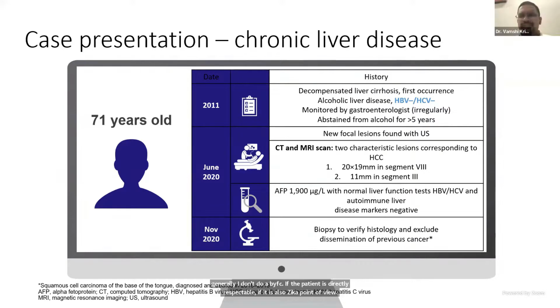What about if the AFP is normal, but radiologically it's pretty much standard with LR3 or LR5 or something in the report? There are scenarios where AFP can be normal and the imaging might be suggestive. In that scenario, if there is a dilemma, and if the patient does not have any risk factors of chronic liver disease like hepatitis B and C, then in those cases I might consider doing a biopsy. But otherwise, biopsy can be avoided in most of these cases.